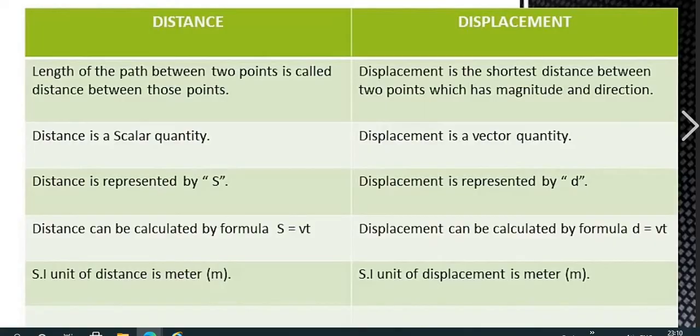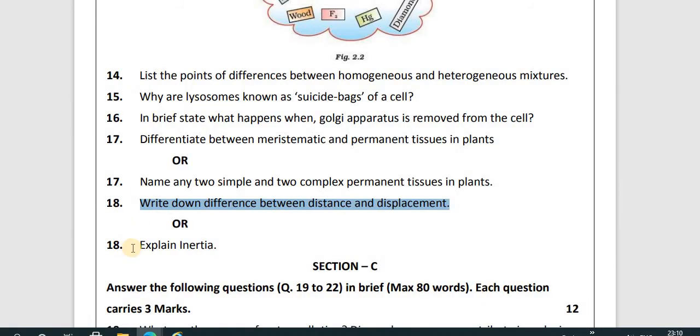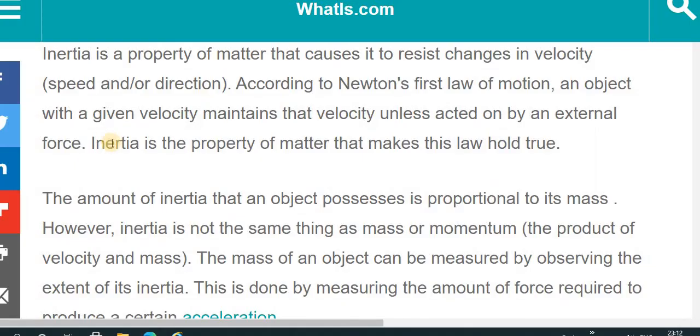Let's move further. Question number 18: Explain inertia. Here we have to write down the definition of inertia as well as how it is important, and we also have to write down an example. Let's see the answer in detail.